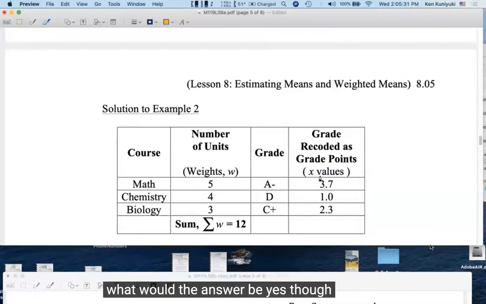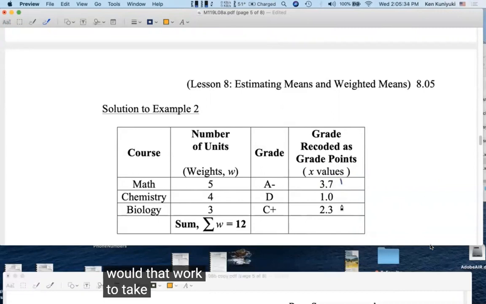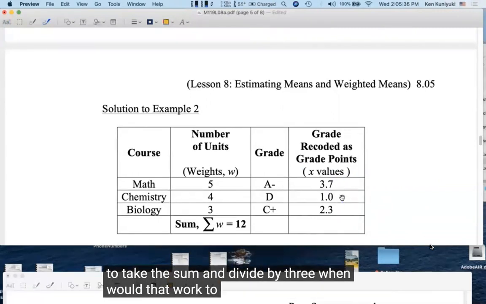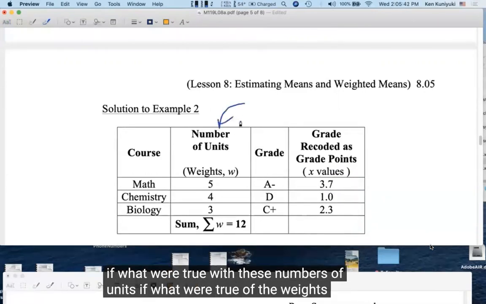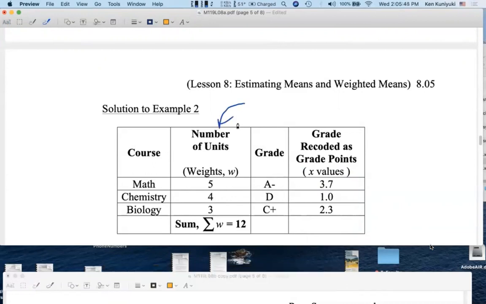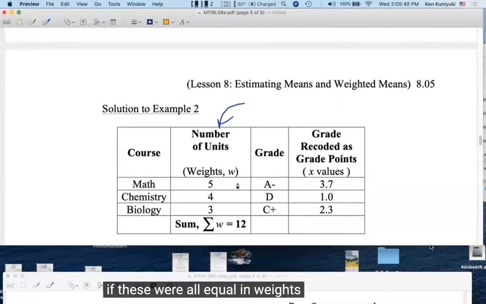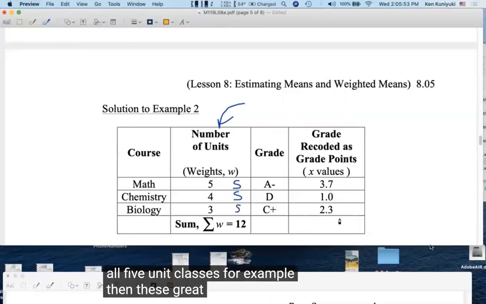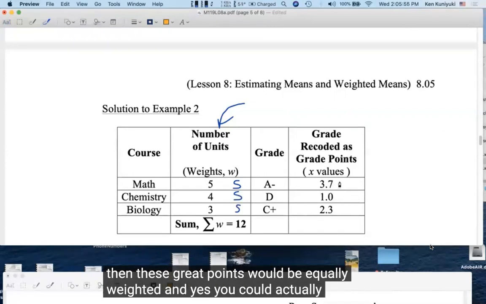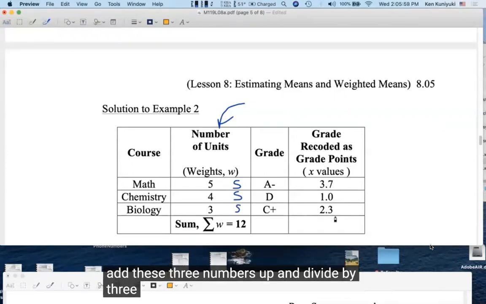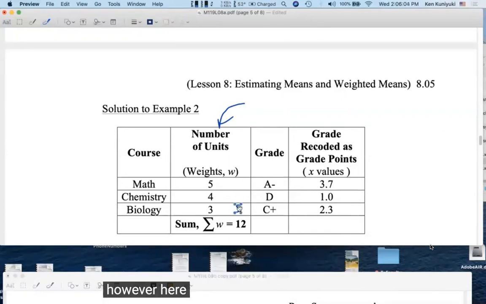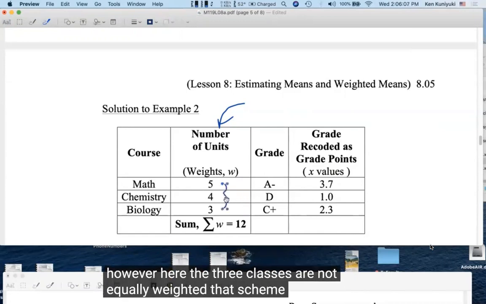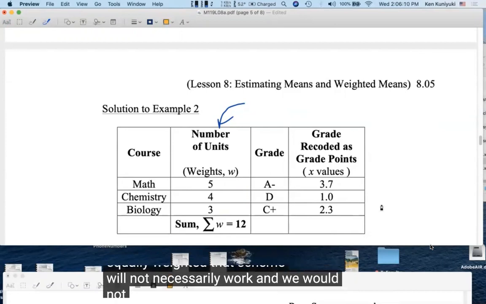When would the answer be yes, though? When would that work, to take the sum and divide by 3? If what were true of the weights? If these were all equal in weights. So if these were all 5-unit classes, for example, then these grade points would be equally weighted, and yes, you could actually add these 3 numbers up and divide by 3, because the 3 classes are equally weighted. However, here, the 3 classes are not equally weighted. That scheme will not necessarily work, and we would not expect that it would.